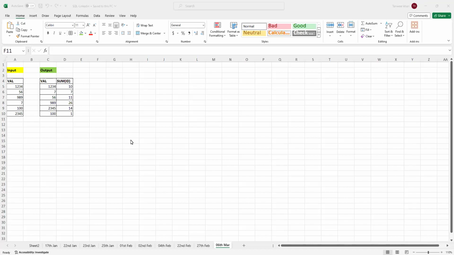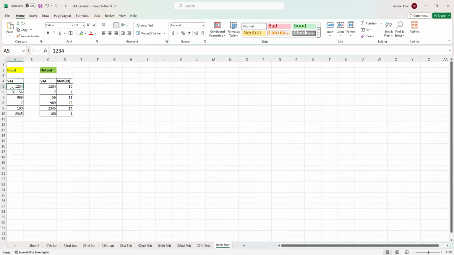Yeah, hi all. So today we are going to discuss a new, very interesting question. Here is the input table, and we have this val column with different values. What I want is for you to write a query to find the sum of each digit of this number.